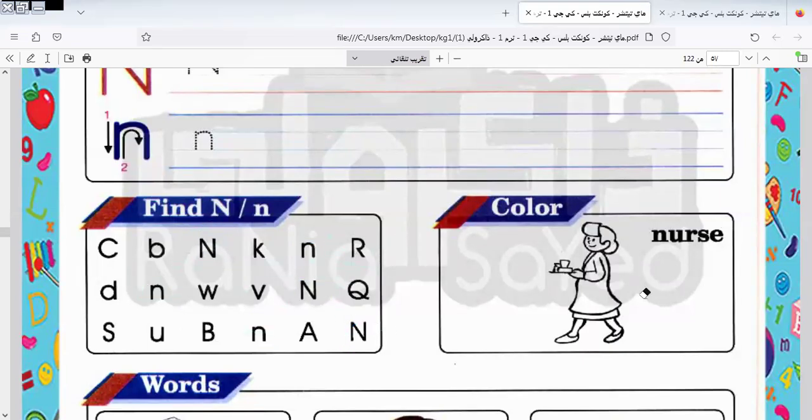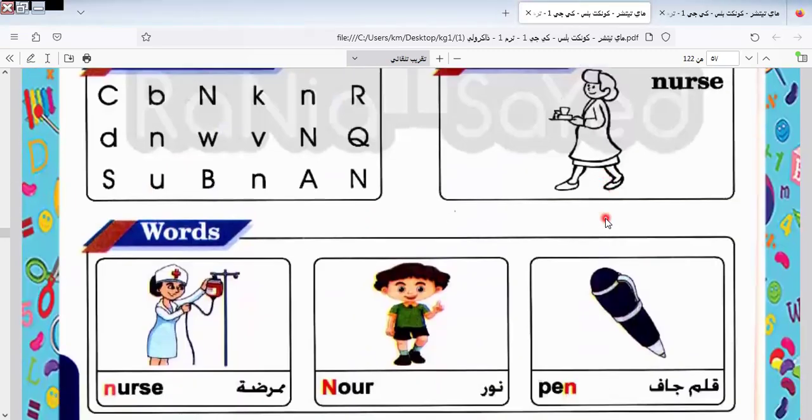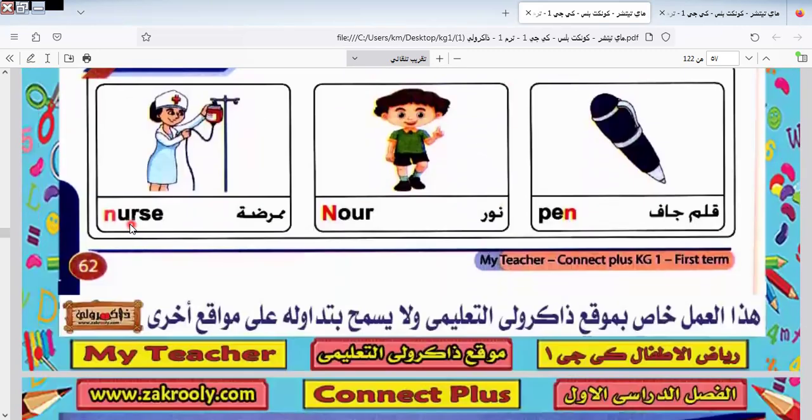Here is nurse. You can color it. I leave the color to do it by yourself. I think you are creative in doing this task. Okay. Here we have nurse, Noor, and Bin.